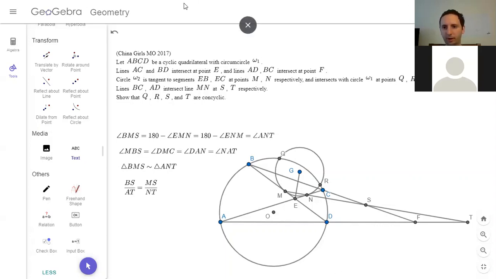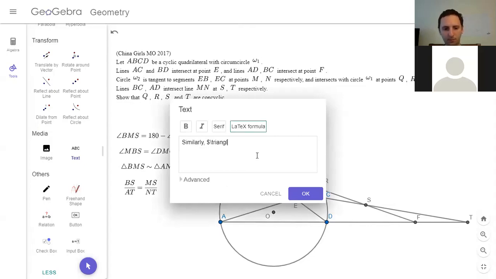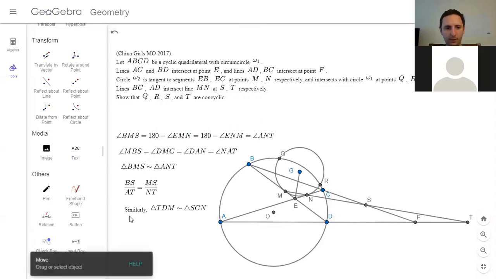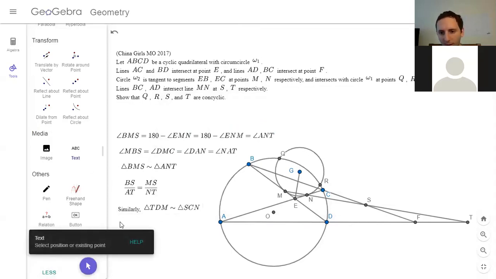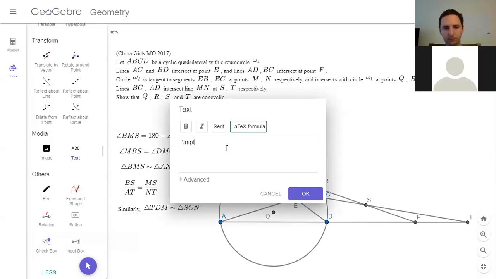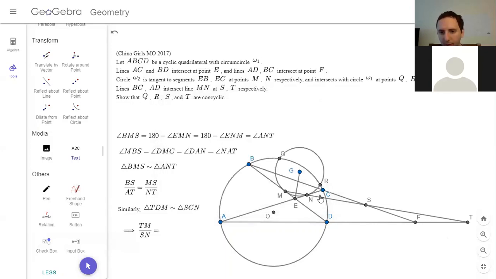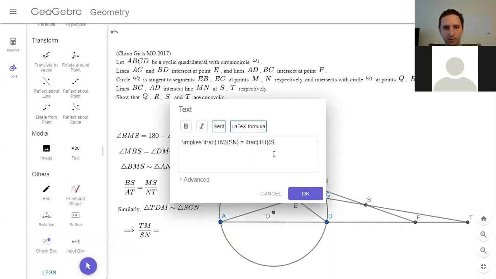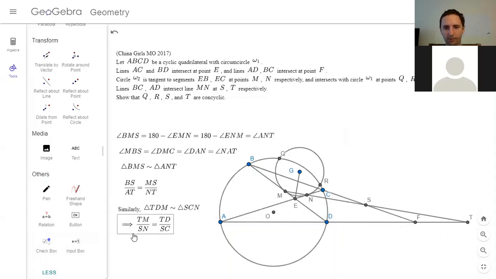Sorry, let me look at the chat. So TDM and SCM, yeah. Triangle SCN. And that means that TM over SN is equal to TD over SC. And then combining the two, we get what's in the power ratio formula.